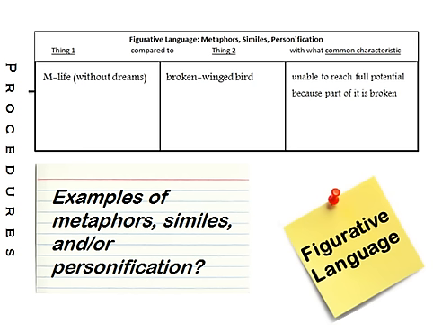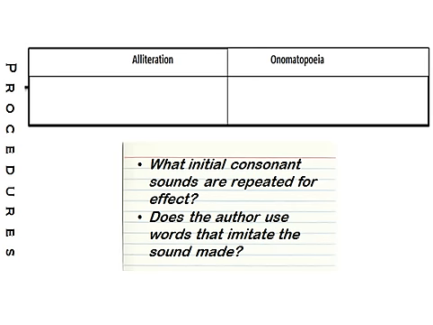Next, students can examine figurative language such as metaphors, similes, and personification. Have students note what objects are being compared and what common characteristics these normally unlike objects share. If appropriate for the text, students can also examine use of alliteration and onomatopoeia.